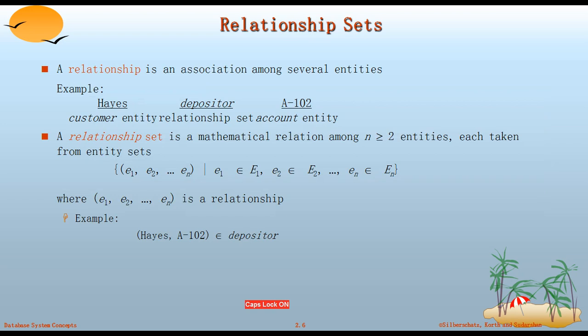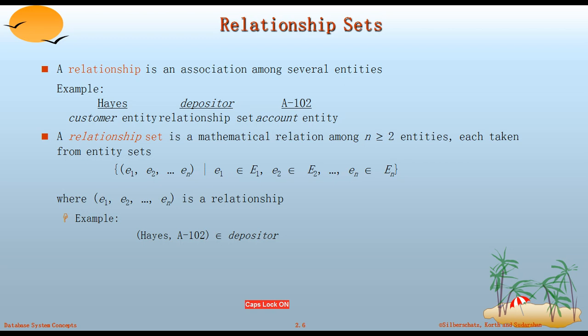And then relationship sets. First we saw what is meant by entity and entity sets. Now we are looking at the relationship between two entities. A relationship is an association among several entities. For example, depositor with account number: the customer entity has a relationship with the account entity by depositing.